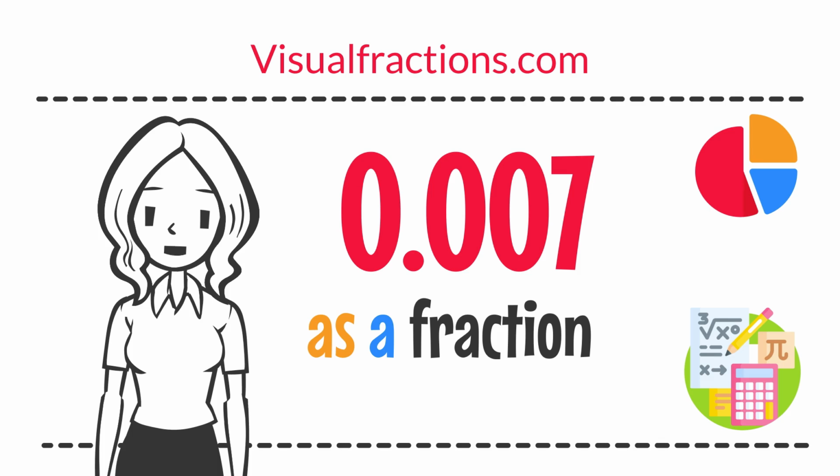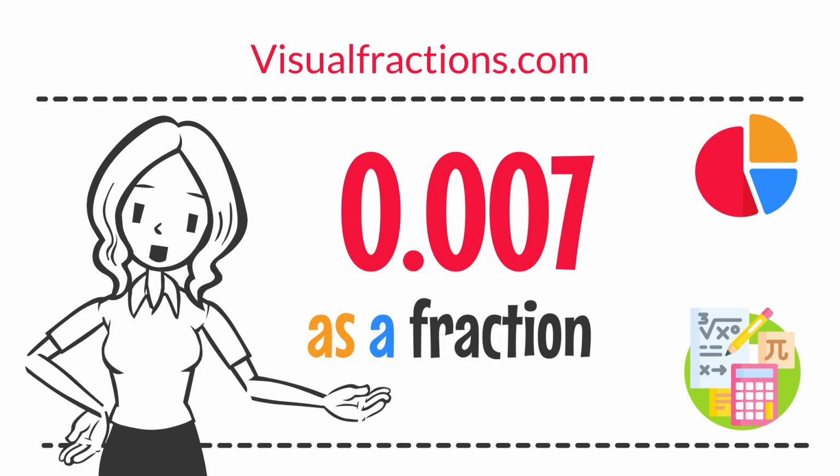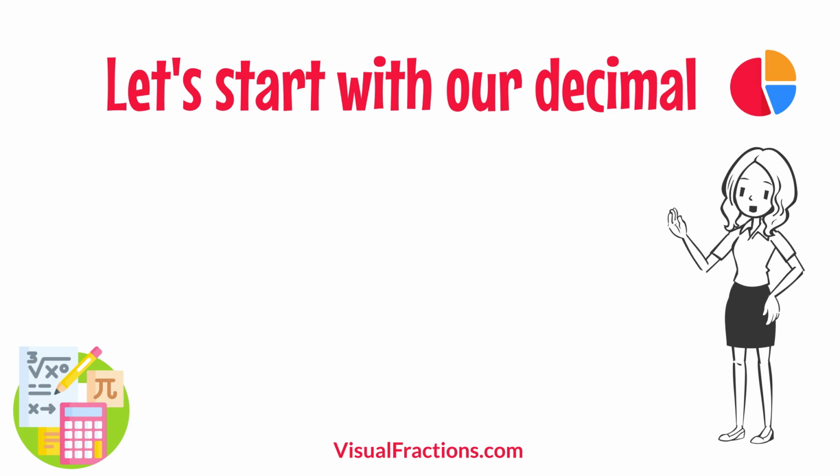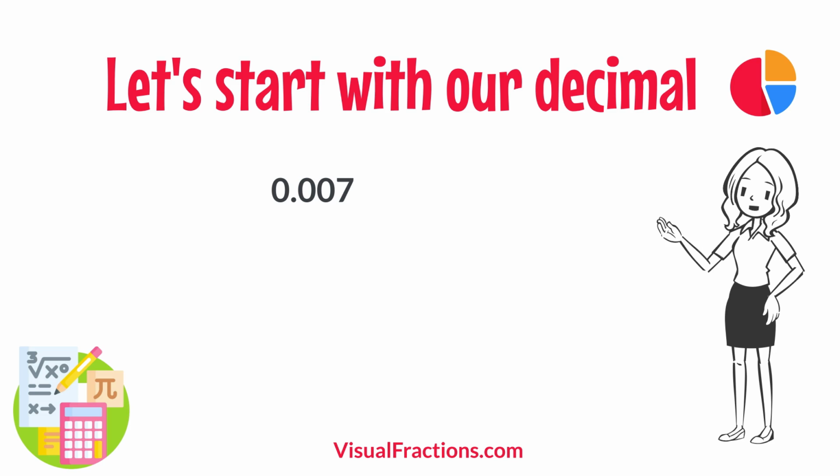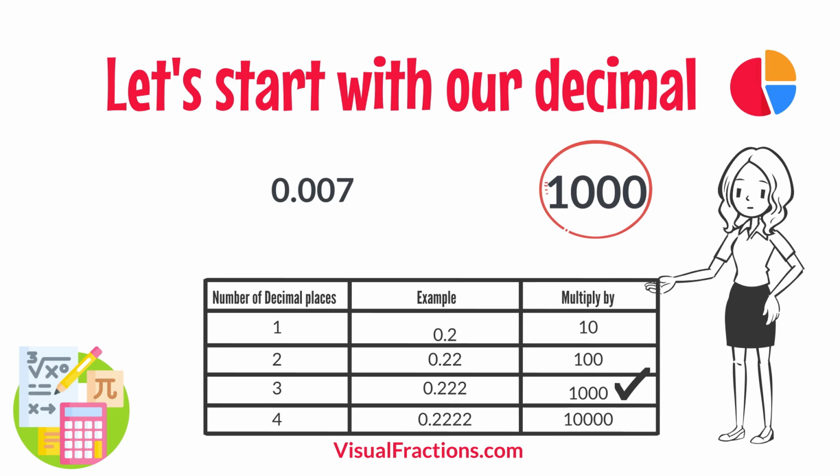Welcome to Visual Fractions. Today, we're diving into how to convert the decimal 0.007 into a fraction. Let's start with our decimal, 0.007. Notice there are 3 digits to the right of the decimal. This places it in the thousandths position.